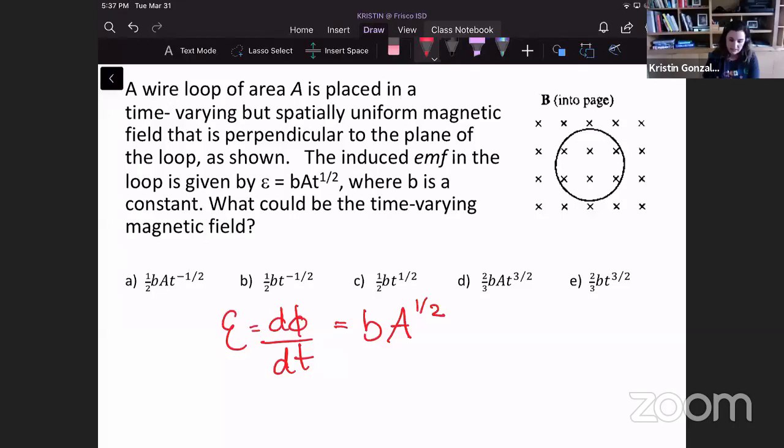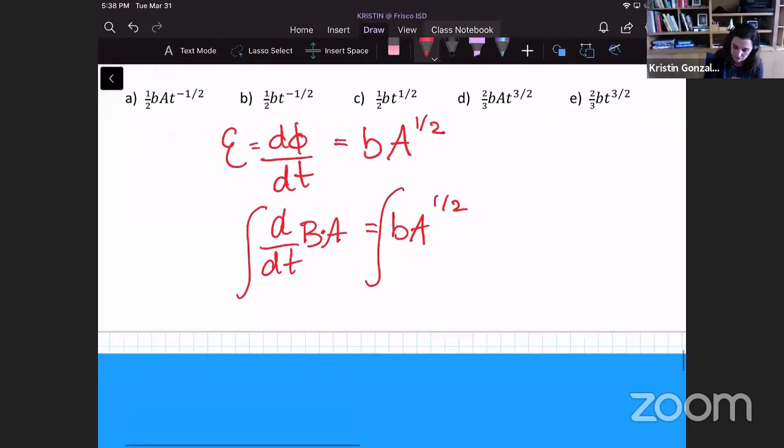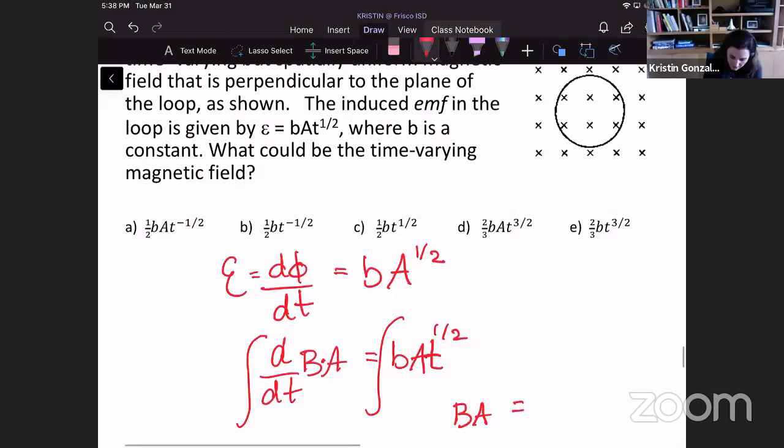So really, I can say that this is d over dt times B times A dot A, but it's perpendicular, so we don't have to worry about that angle, equals B A t to the 1/2. So if I want to solve for B, I need to integrate both sides. And if we integrate the left side, we're left with that BA. And if we integrate the right side here, they said that B is a constant. Oops, I'm missing a t here. Sorry about that.